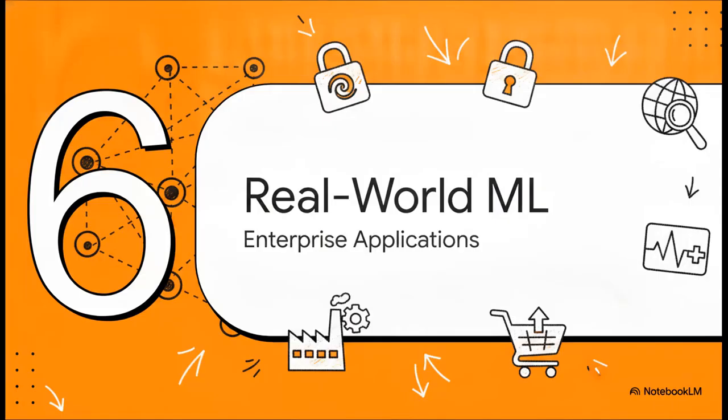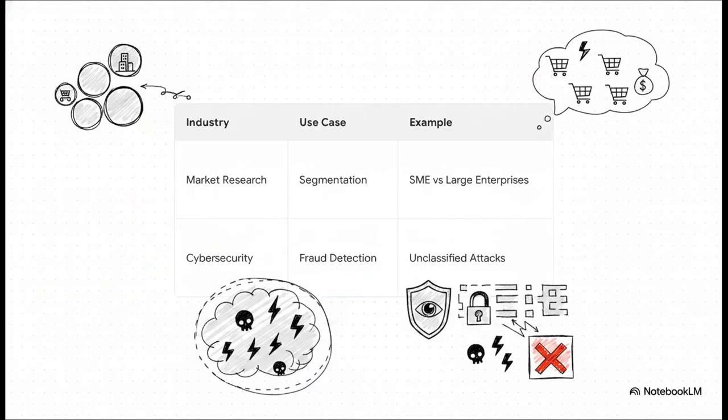All right, bringing it home with section 6, real-world machine learning and enterprise applications. Because k-means isn't just some academic exercise. In market research, real companies use it for market basket analysis and customer segmentation. In cybersecurity, it's actively used to group network behaviors so they can detect dangerous zero-day fraud attacks before they're even labeled. And it doesn't stop there. It's heavily used in image compression, geographic information systems, social media analytics, smart agriculture, document clustering, and even medical diagnosis.